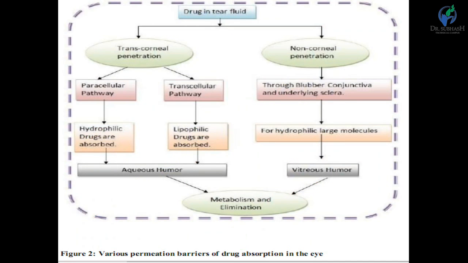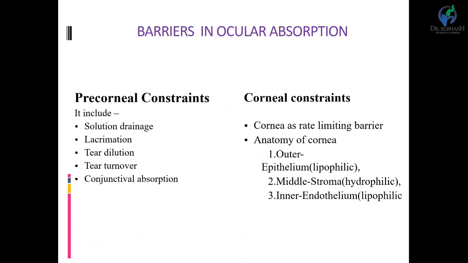Next are the various penetration barriers for drug absorption in the eye: transcorneal and non-corneal. In transcorneal penetration, two pathways are there, paracellular and transcellular. Paracellular is for hydrophilic drugs, and transcellular is for lipophilic drugs. Then the drug goes to the aqueous humor and on to metabolism and elimination. Similarly for non-corneal penetration, through the conjunctiva and sclera, hydrophilic large-molecule drugs generally go for that permeation, then to the humor, and then to the metabolism and elimination phase.